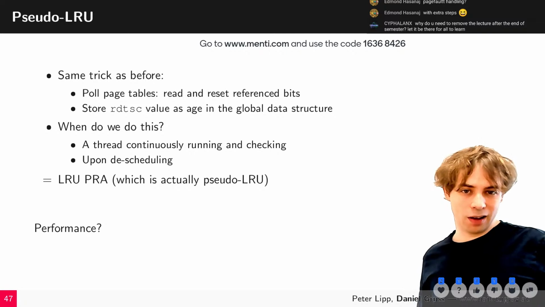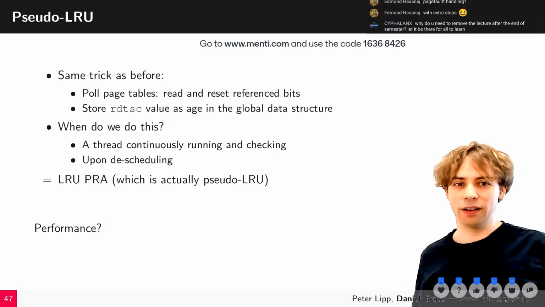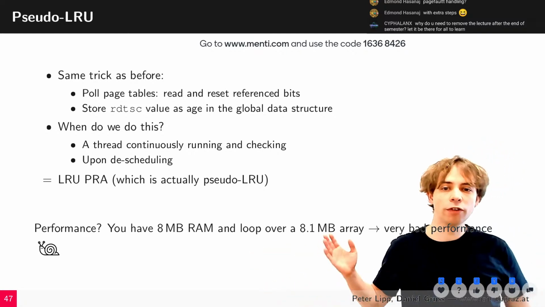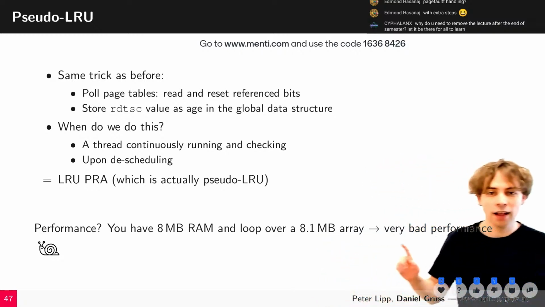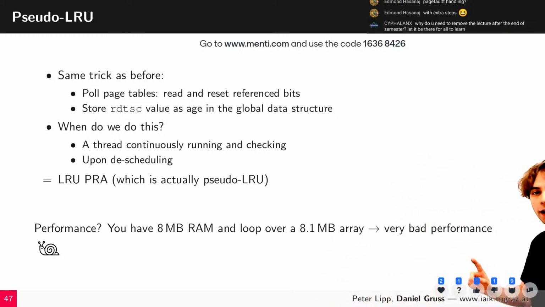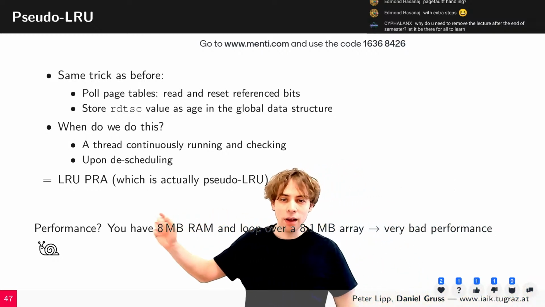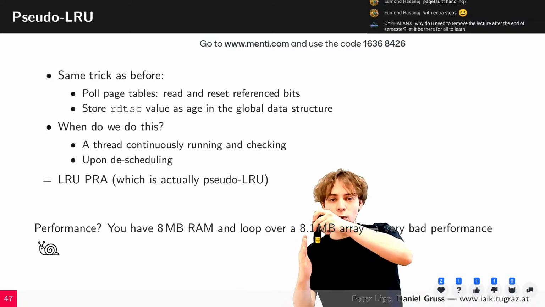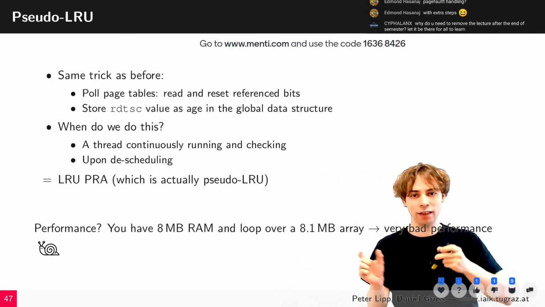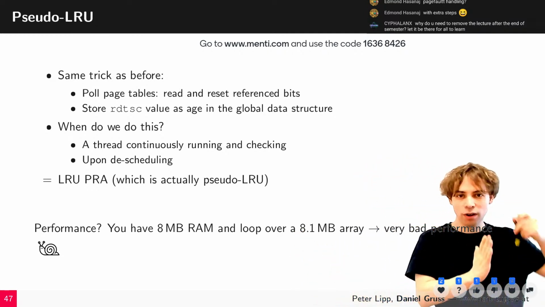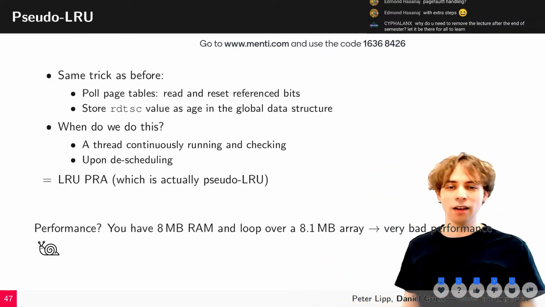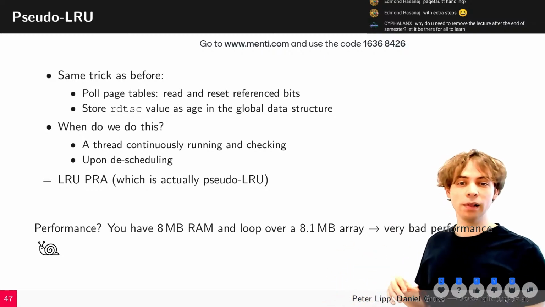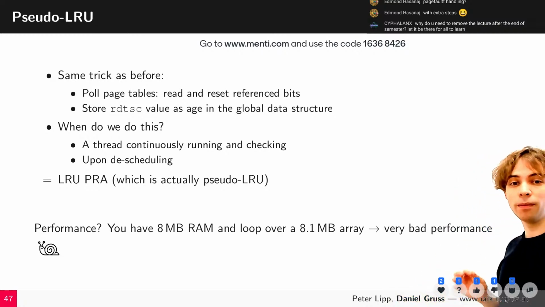The performance can, however, also go down quite a bit if you, for instance, have, let's say, 8 megabytes of RAM and you loop over an array of 8.1 megabytes, then that's super bad, because all the time when you run through these 8 megabytes, you always evict what you would need next. So you always have this 0.1 megabytes that you can't just fit in. And that means that the oldest page, the least referenced one, is in this example the one that you will need next.